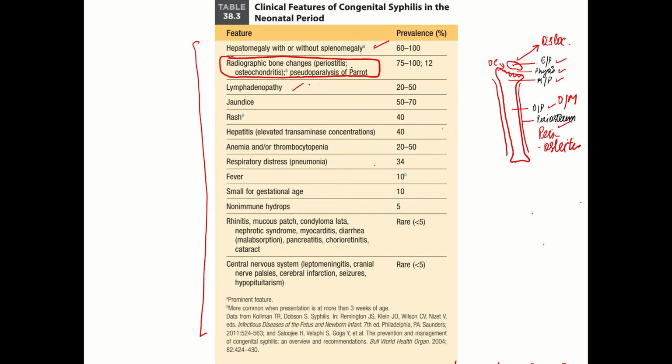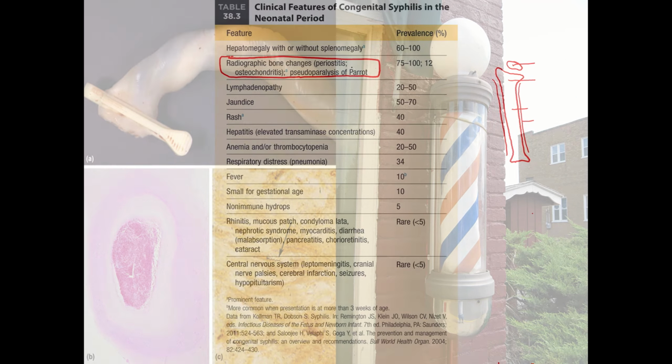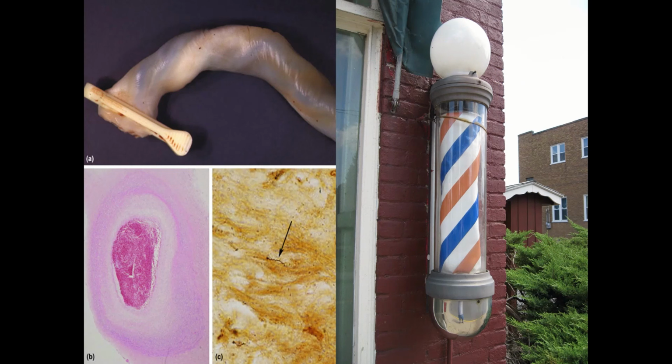There can be organomegalies, disseminated lymphadenopathies, especially including the epitrochlear nodes, jaundice, serum transaminitis, anemia, and respiratory distress, which can manifest as pneumonia alba, especially in developing countries like ours. The neonate can be SGA, so on and so forth. We'll learn about a few named findings.